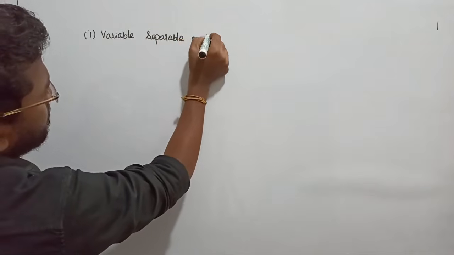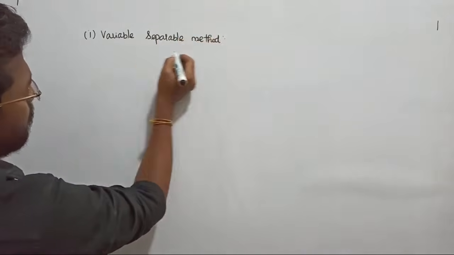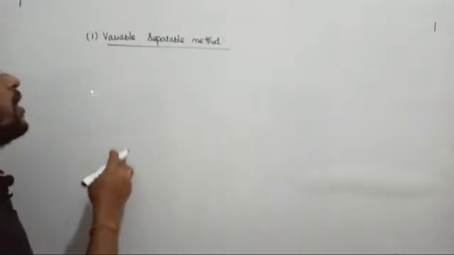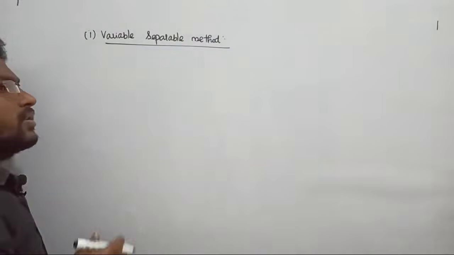It's very simple. In variable separable method, the name itself has the answer. This is the first method that we are standardly using in the lower order differential equations in order to find out the answer for the given equations, right? See, actually, what do you mean by variable separable method?